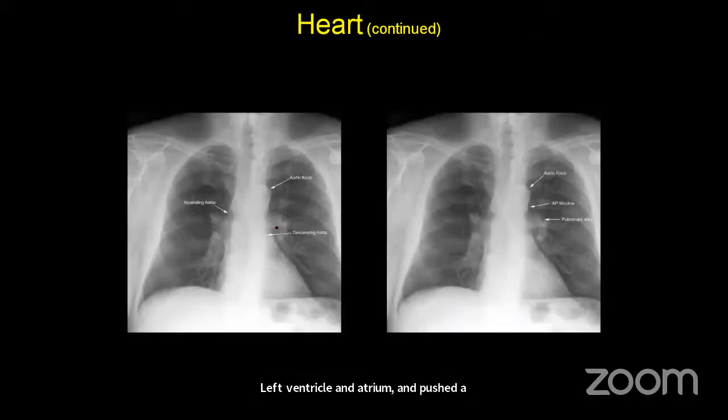So other things are the ascending aorta, the aortic knob, and the descending aorta. Then we have the pulmonary artery, the aortic knob, which is already shown, and this is the AP window, the aortopulmonary window.